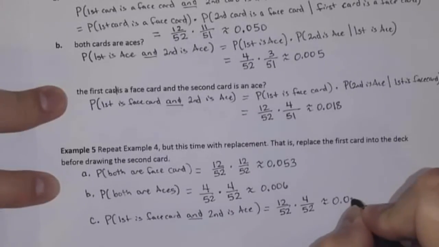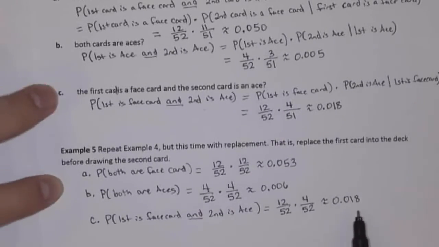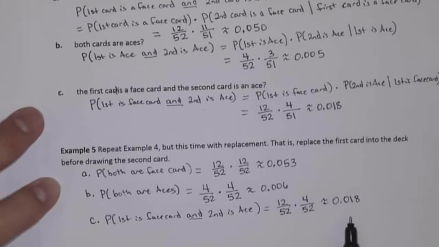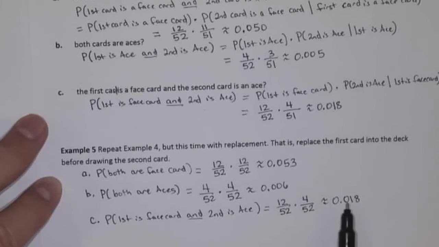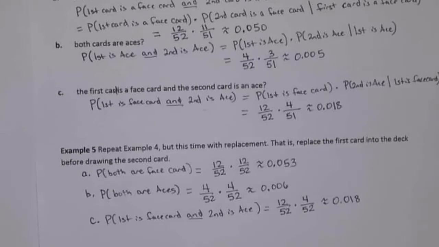So 0.018. Now there is a distinction between these two, but we can't see it when we round to 3 decimal places. So there is a difference. The probabilities aren't actually equal, but rounding to 3 places, there's not a big distinction on those two. So let's conclude this video here, and we'll pick up with the next example on the next video.